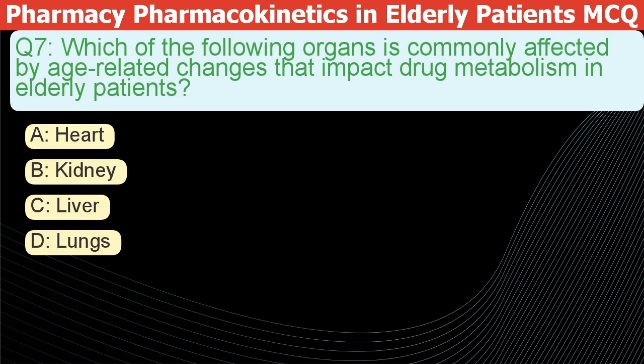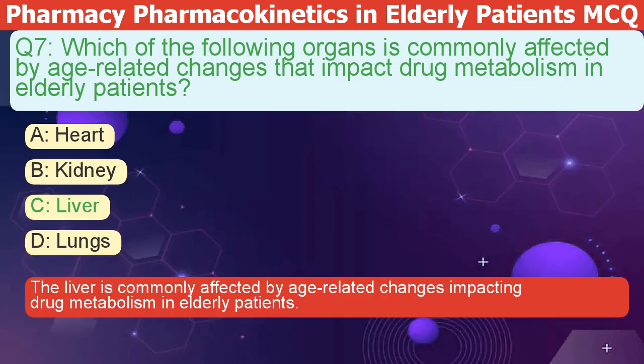Which of the following organs is commonly affected by age-related changes impacting drug metabolism in elderly patients? A. Heart. B. Kidney. C. Liver. D. Lungs. The correct answer is C. The liver is commonly affected by age-related changes impacting drug metabolism in elderly patients.